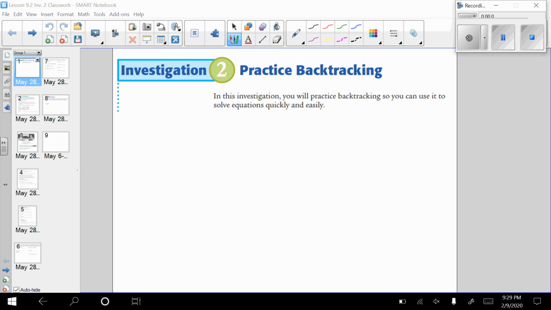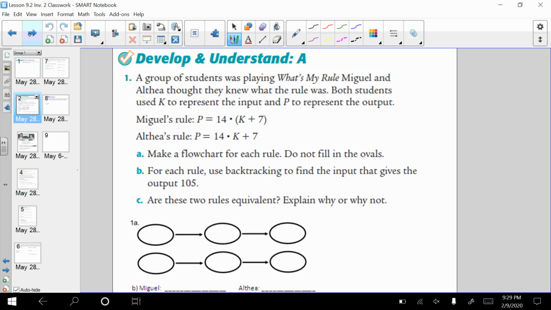...doing backtracking practice. A group of students was playing What's My Rule? Miguel and Athena thought they knew what the rule was. Both students used K to represent the input and P to represent the output. Miguel's rule was P equals 14 times the quantity of K plus 7. Athena's rule was P equals 14 times K plus 7.